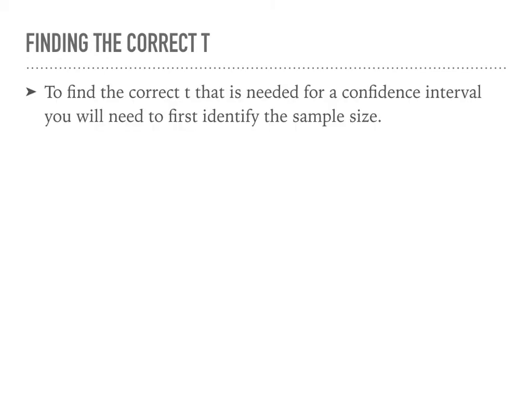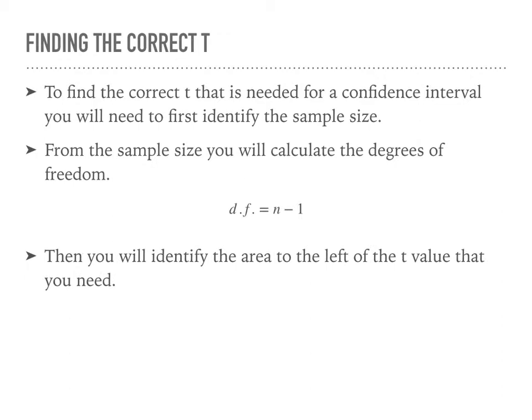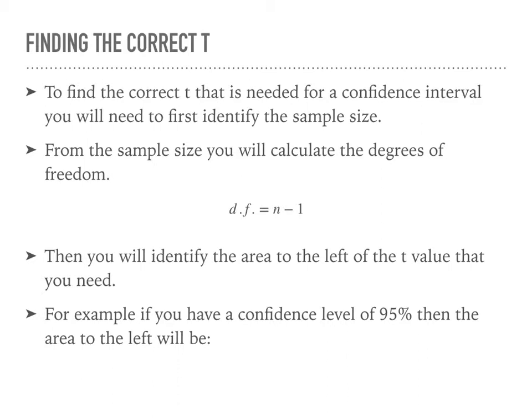So finding the correct t. To find the correct t that is needed for the confidence interval, you will need to first identify the sample size. From the sample size, you can calculate the degrees of freedom. Degrees of freedom is your sample size minus 1. Then you want to identify the area to the left of the t value you want to find. For example, if you want a confidence level of 95%, then the area to the left would be 1 minus the ratio 1 minus 0.95 divided by 2. It's the same formula that we had earlier on this chapter for the area to the left.